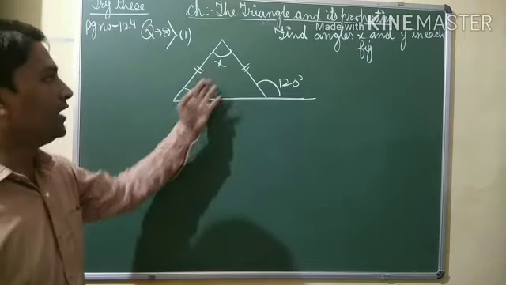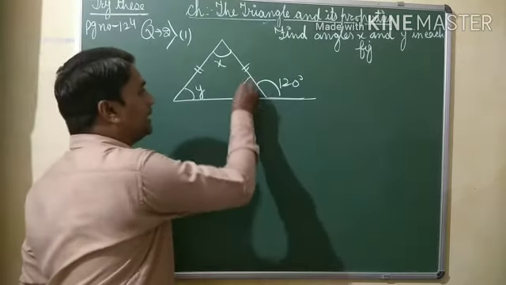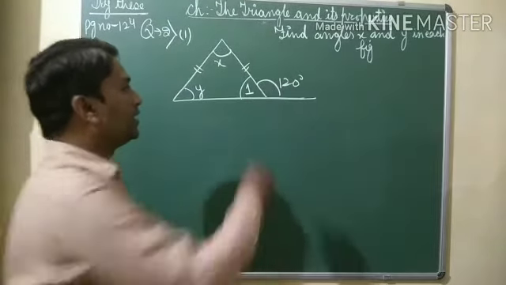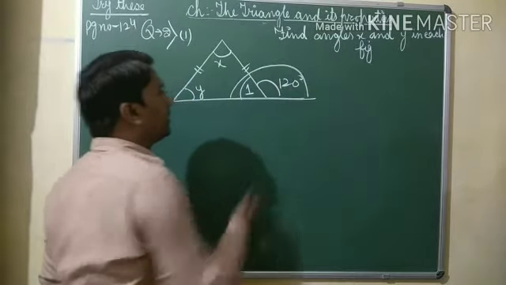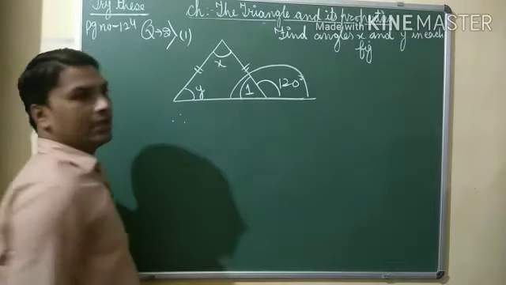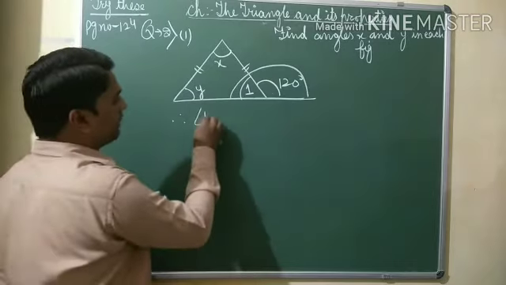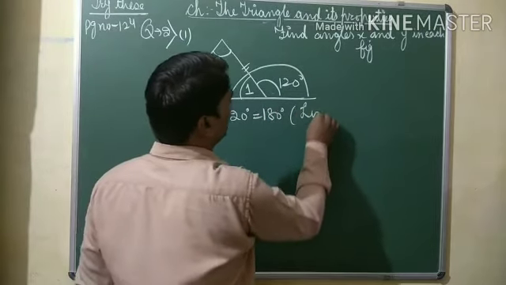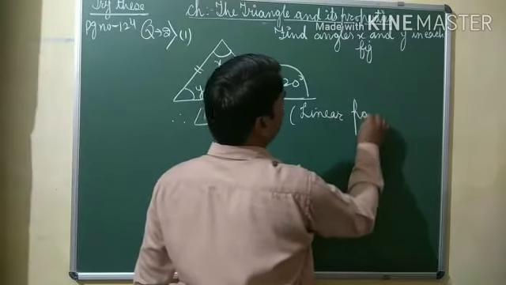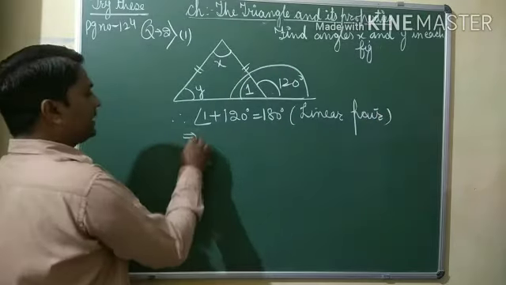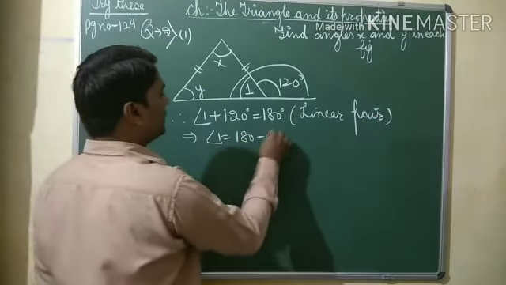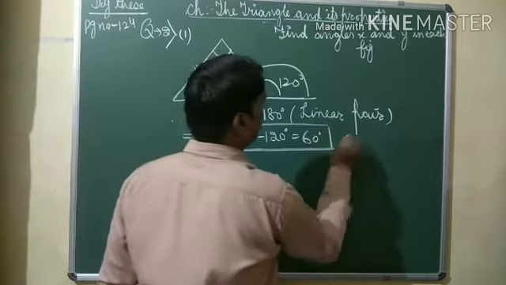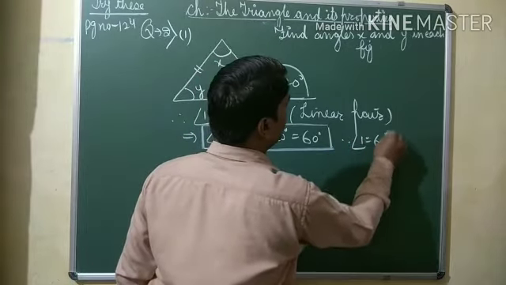So first of all, to find the value of x and y, mark this angle as angle 1. Now from the figure it is clear that angle 1 and 120 degree form a linear pair. Therefore the sum of these two angles is equal to 180 degree. Therefore angle 1 plus 120 degree is equal to 180 degree because of linear pair, which implies angle 1 is equal to 180 minus 120, which is equal to 60 degree. So measure of angle 1 is equal to 60 degree.